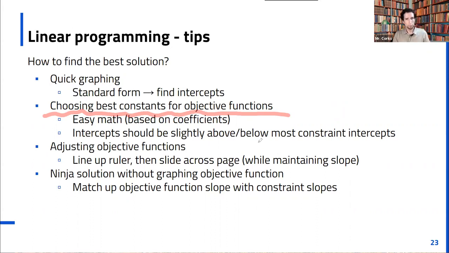Before you even graph, you know you have a good constant if your intercepts are a little above or a little below the middle point of the constraint intercepts. If it's a maximization problem, they should be a little above, because you want a line that's a little above your feasible region. If it's a minimization problem, you want one a little below that middle area, because you want to be below the feasible region. If it's a weird problem with a weird feasible region, then just get it nearby, see what it looks like, and then adjust from there as needed.